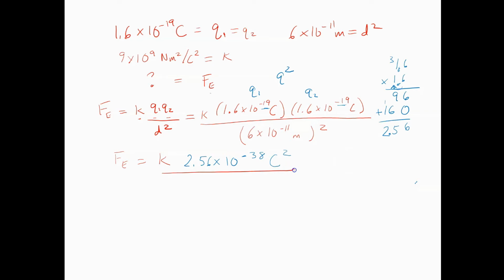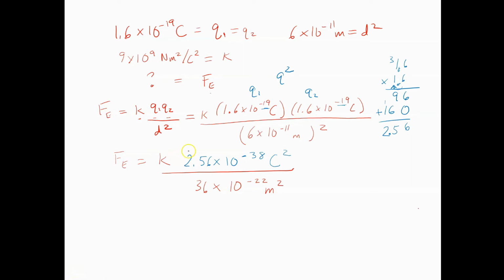All right. Now let's go ahead and square the distance here. All right, 6 times 6 is 36 times 10 to the negative 11 squared, meaning negative 11 times another 10 to the negative 11th, is really adding negative 11 plus negative 11. So that is negative 22. And that is also squared for the units, meters squared.